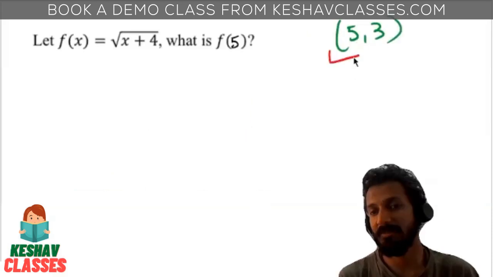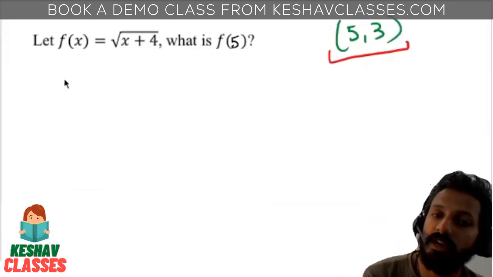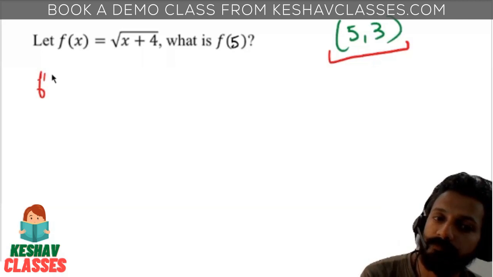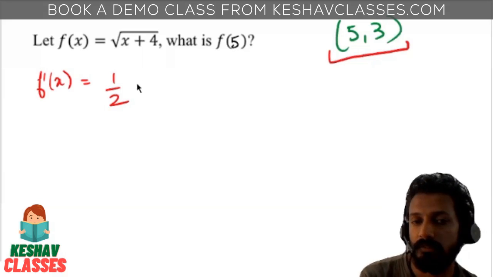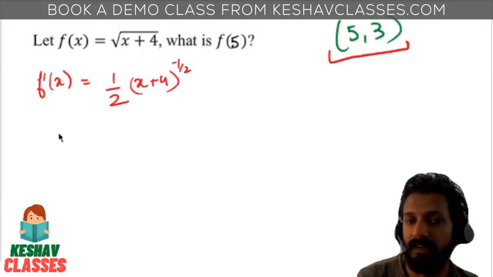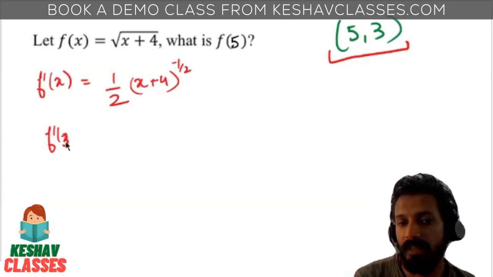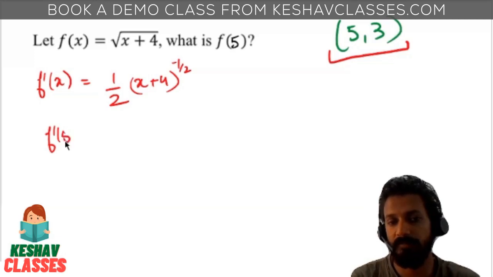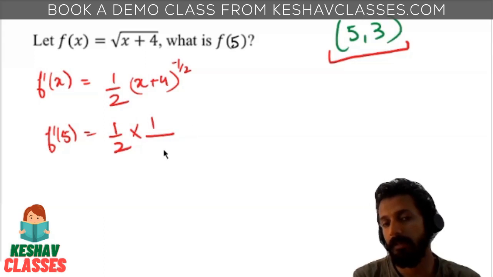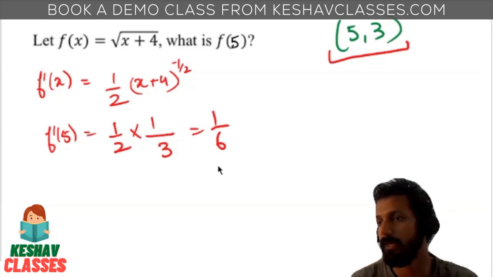Passes through 5 and 3. So now finding its prime, f inverse of x would be equal to half of (x plus 4) to the power negative half. And now when you plug in the value of x as 5, what you get is half of 3. So this is 1 by 6. So now your slope comes out to be 1 by 6.